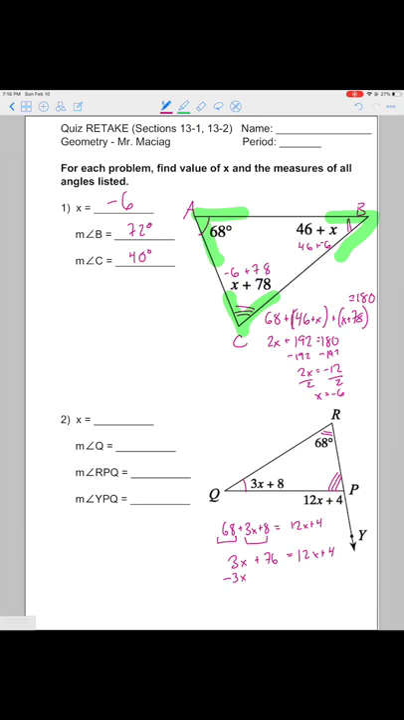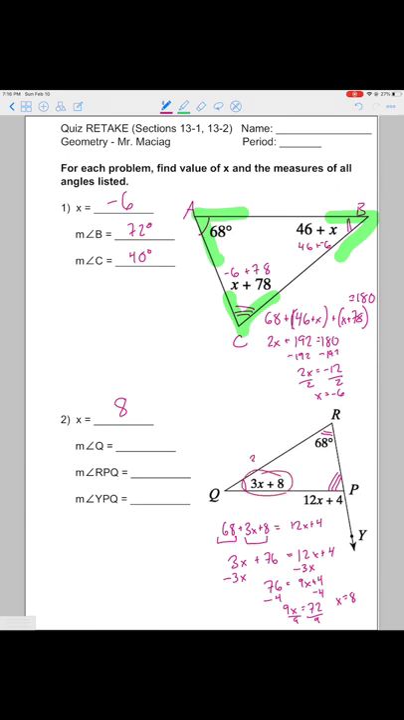Get our x's together by subtracting 3x on both sides, so 76 equals 9x plus 4. And then get our numbers together by subtracting 4 on both sides, we get 9x equals 72. And then get x by itself by dividing by 9, so we get x equals 8. Now we have to plug that back in. Let's just plug it into everything where we see x's.